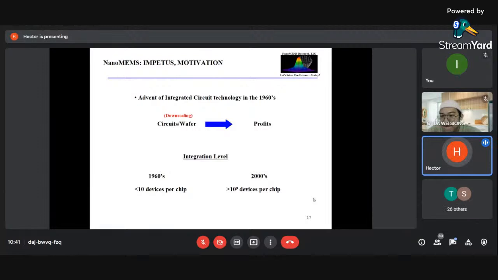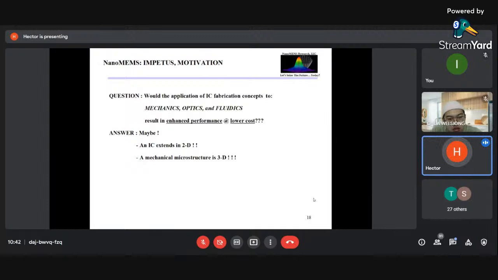An index of the progress in miniaturization is gauged by the integration level, or the number of devices per chip. This number was less than 10 in the 1960s and increased to more than 1 billion by the year 2000. Now, the economic success of the IC industry led people to wonder what would be the result of applying IC fabrication concepts in other fields like mechanics, optics, and fluidics. Would that application result in enhanced performance and reduced cost? And the answer was yes, maybe.